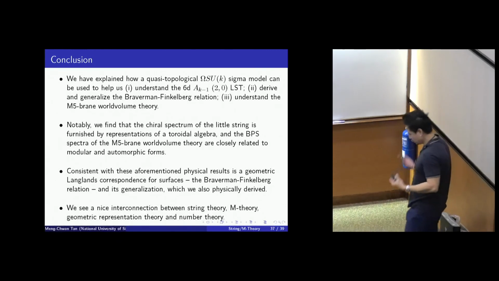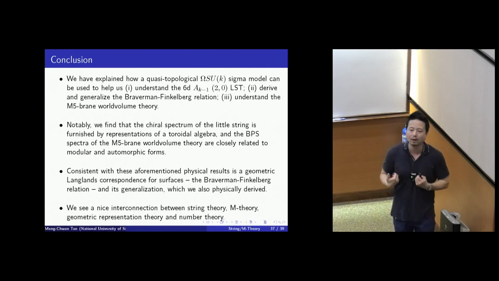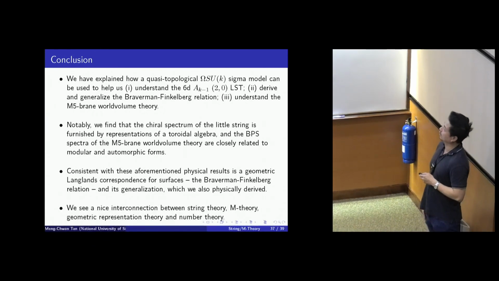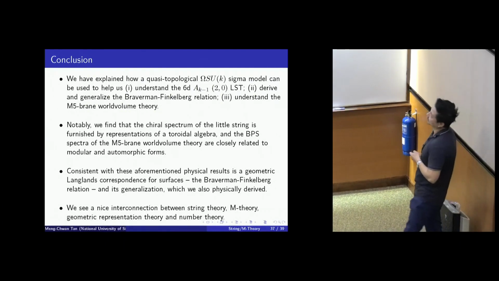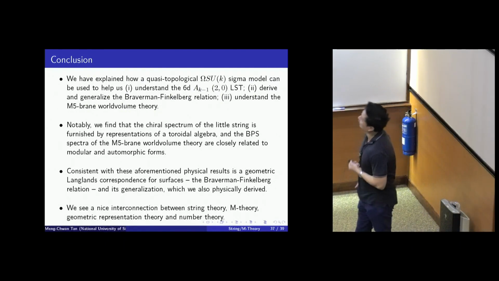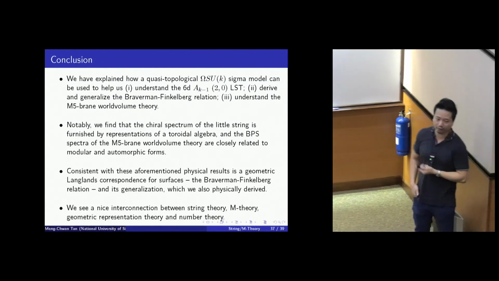And then we have also used the results that we got for the little strings to say something about the BPS sector of the M5 brane world volume theory. Notably, we find that the chiral spectrum of the little string is furnished by representations of a toroidal algebra, and the BPS spectra of the M5 brane world volume theory are closely related to modular and automorphic forms.